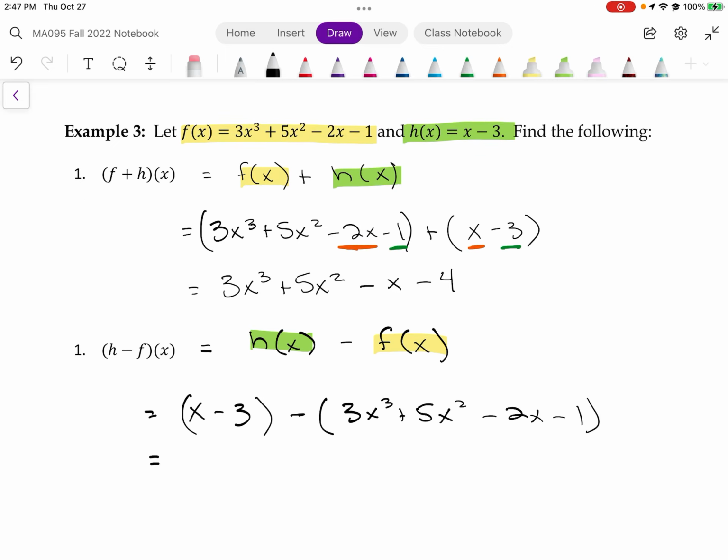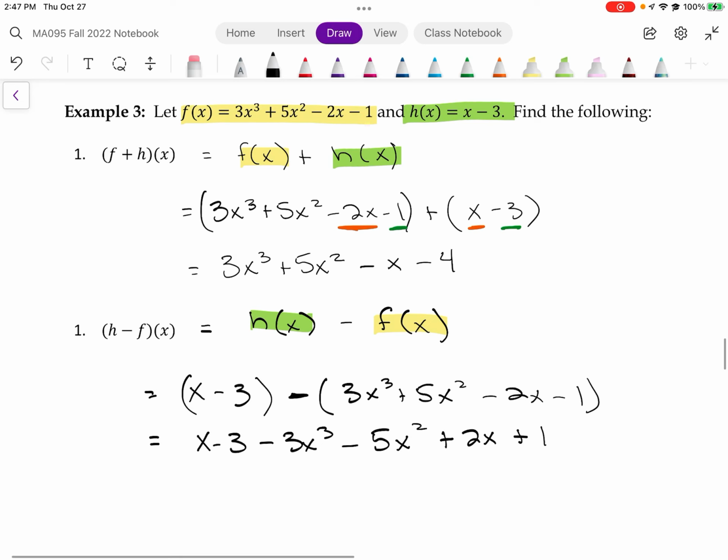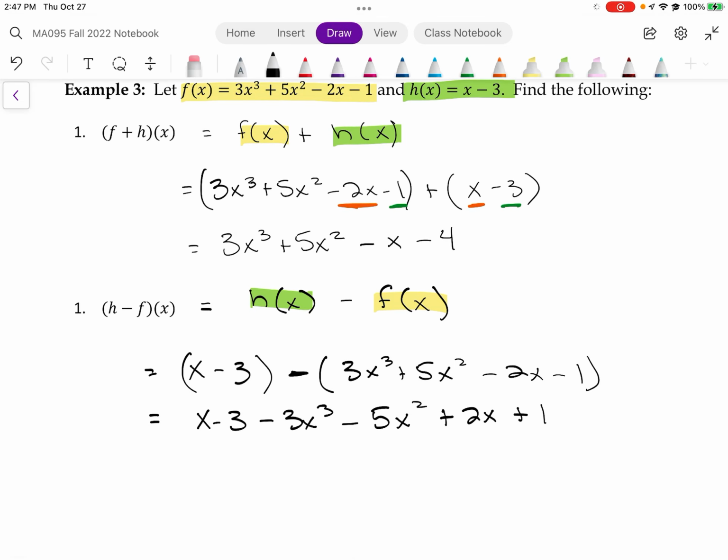The first thing you should probably do is take care of the parentheses. So now I'm going to distribute the subtraction right here. So subtract 3x cubed, subtract 5x squared, subtract negative 2x, which means to add 2x, and subtract negative 1, which means to add 1. And now I'm going to combine like terms. So I've got my x term right here, and I've got my constant term right here. And the others don't have anything to combine with, but I'm going to rewrite this in descending order. So negative 3x cubed minus 5x squared.